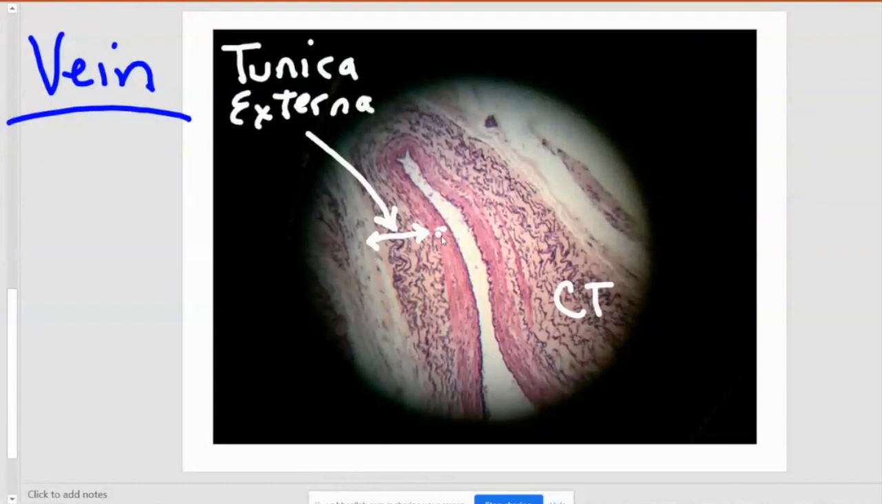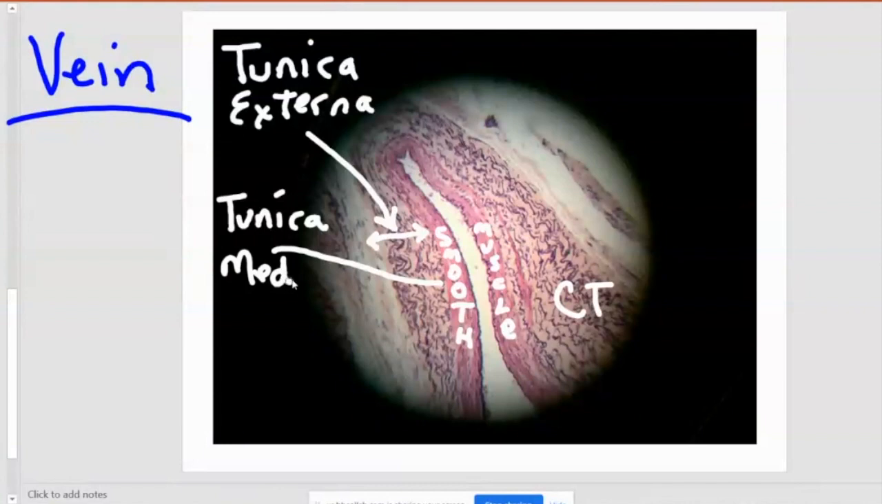Here, is this smooth muscle? It's very thin right there. And so that layer, what are we going to call that layer? Tunica media. And the innermost layer is just that little line right there. You can also see it right there. Just a very thin wavy line that goes all the way around. Lining.